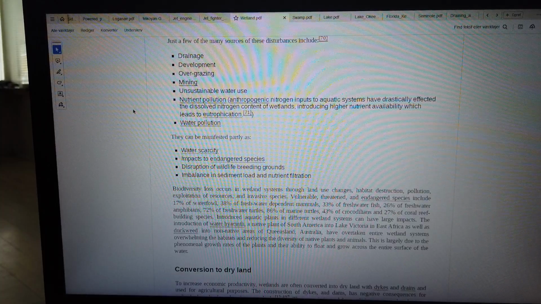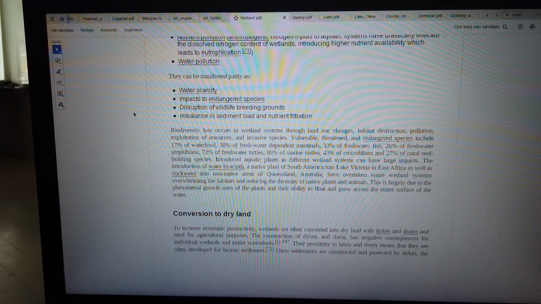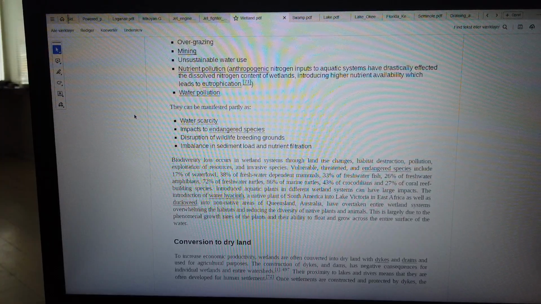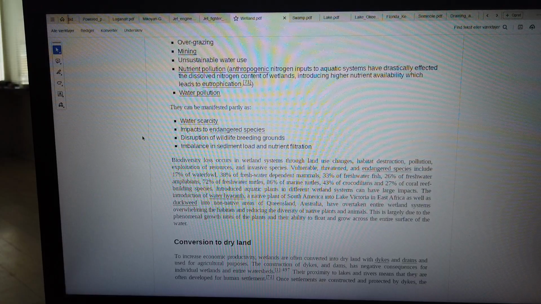Water pollution can be manifested partly as water scarcity, impacts to endangered species, disruption of wildlife breeding grounds, imbalance in sediment load and nutrient filtration.